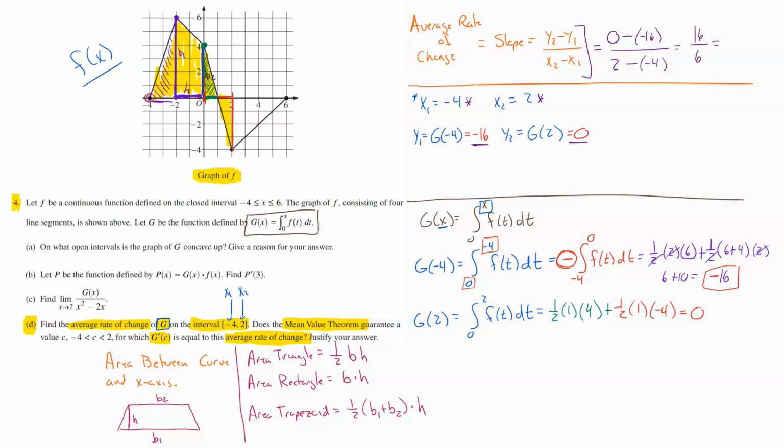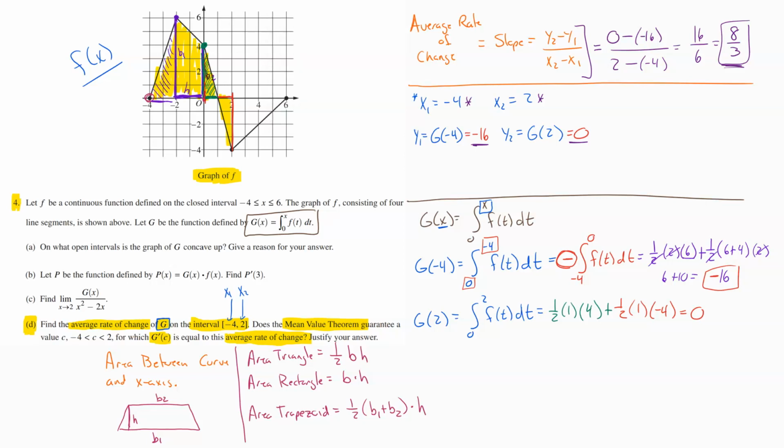And then we could reduce that down, 16 over 6, we can pull a 2 out of the top and a 2 out of the bottom. And so we know right now that our average rate of change between -4 and 2 for our equation g is 8/3. All right, so first part of this is taken care of.